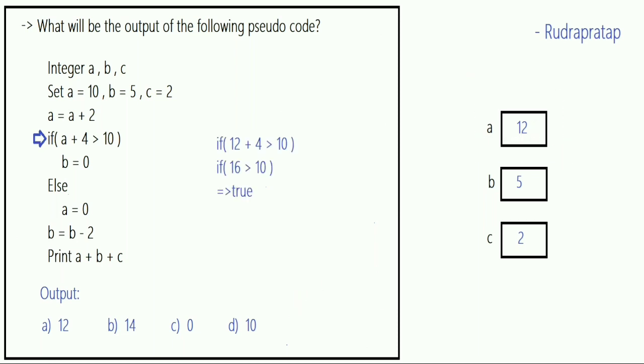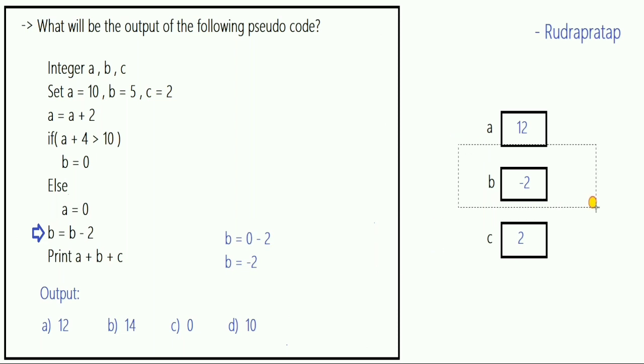And after that we have an if condition which says a plus 4 is greater than 10. The value of a is 12, so 12 plus 4 is 16, and 16 is greater than 10, which is true. So now we can execute the body of the if, and we have the statement b equal to 0, so 0 is assigned to the variable b. After that we have another statement, b equal to b minus 2. So 0 minus 2 is minus 2, and this minus 2 is assigned to the variable b.